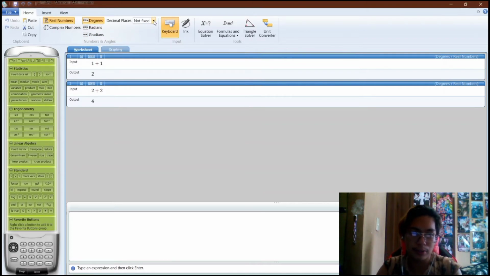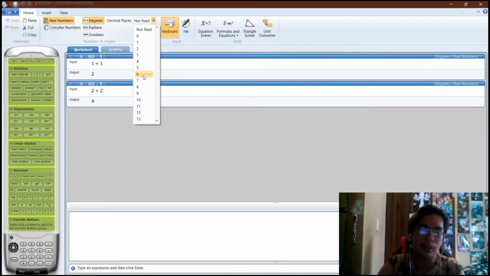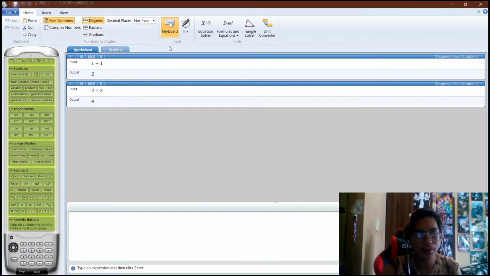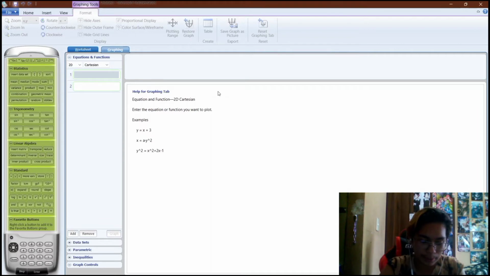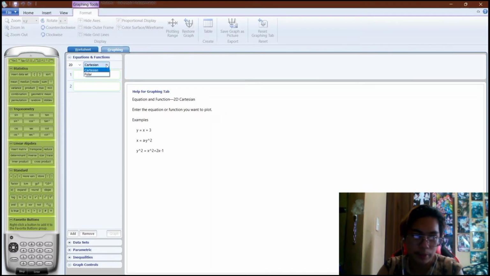The decimal places is not fixed by default, meaning we can change it to how many decimal places we want to solve. And the graphing is the same as in the worksheet, but for graph, here we can input the different values for each graph that we want. We have the two planes, Cartesian plane and polar plane, and we can choose if we want the graph to be 2D or 3D.